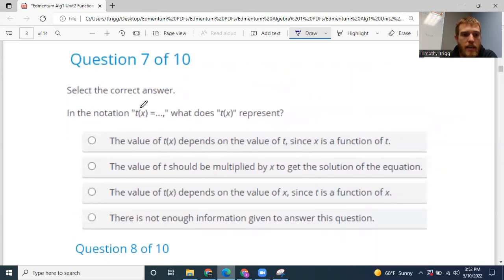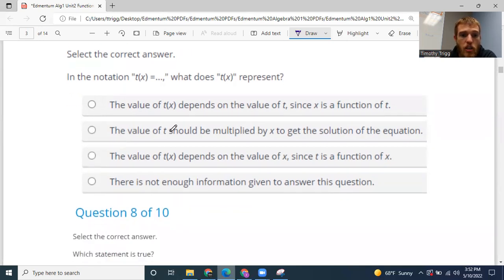The notation T of x equals blah, blah, blah. What does T of x represent? T should be multiplied by x. You should know that that's not correct. I explained that multiple times. No. In function notation, this doesn't mean multiply, okay?